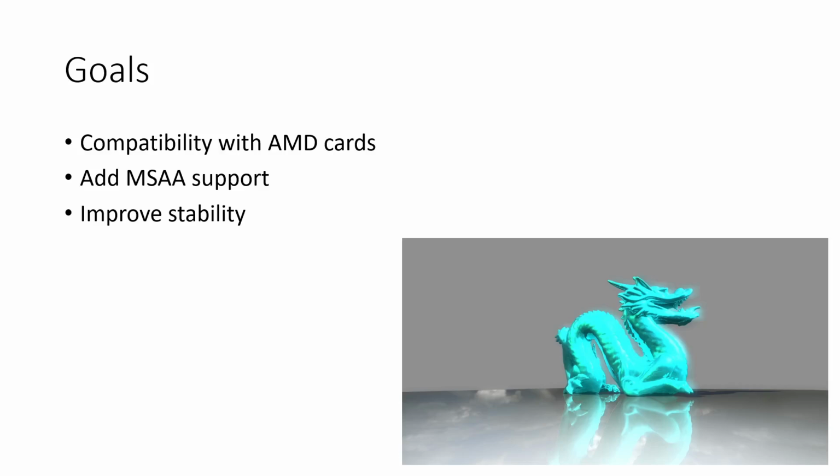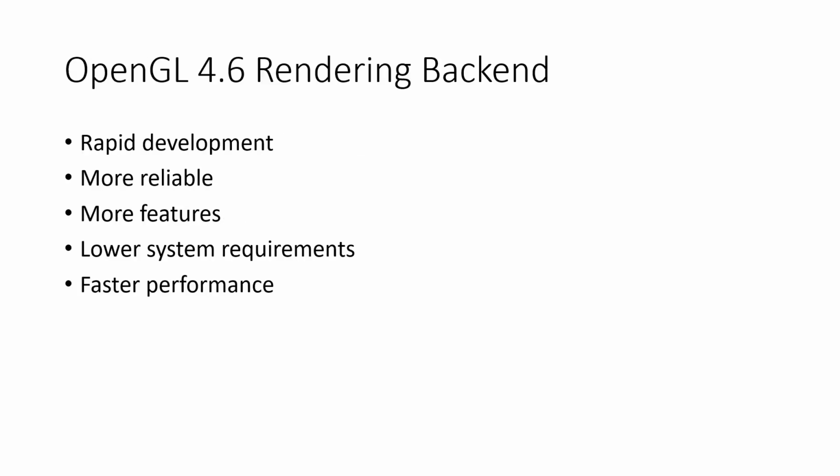The goals for this update were to provide compatibility with AMD cards, which we were having problems with previously, add support for multi-sample anti-aliasing, and improve overall stability. I decided that the best way to achieve this was with an OpenGL 4.6 rendering backend.